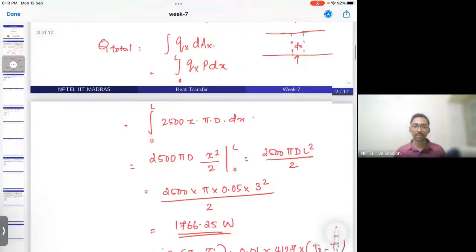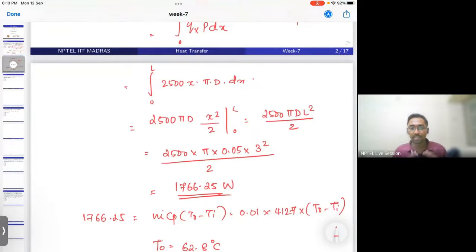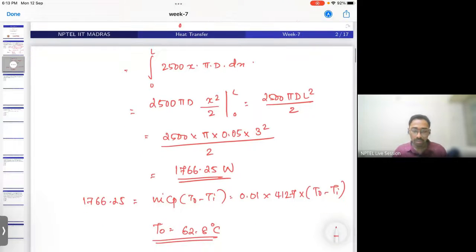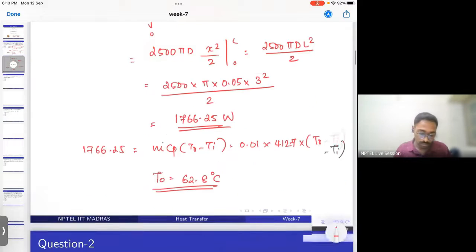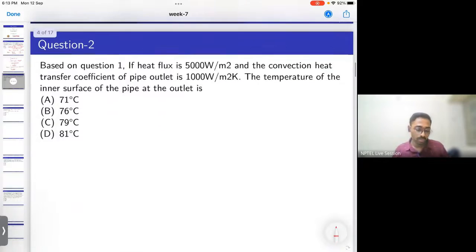So I hope this was clear. This was a simple question. It's just an energy balance. But the only thing we need to consider is that here the heat flux is not a constant value. If it was a constant value, we just need to multiply the heat flux with the surface area and equate it. But in this case, heat flux is a function of x, so we need to apply integration. Okay. So let's move on to the next question.